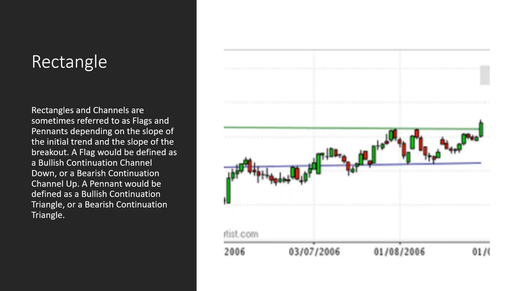Now, we also referred in that presentation a lot to bull flags and bull pennants. A lot of people use flags and pennants more than they do rectangles and channels. Rectangles and channels are sometimes called flags and pennants, depending on the slope of the initial trend and the slope of the breakout. A flag would be defined as a bullish continuation channel down, or a bearish continuation channel up. A pennant would be defined as a bullish continuation triangle or a bearish continuation triangle.